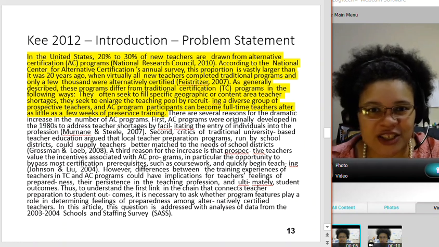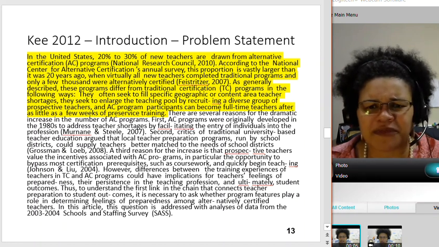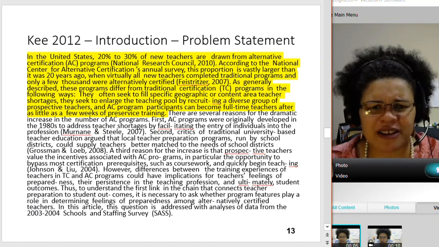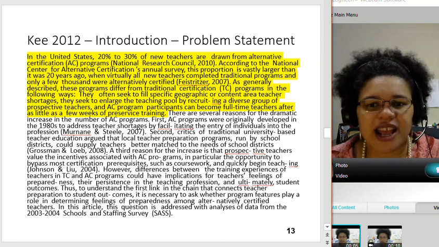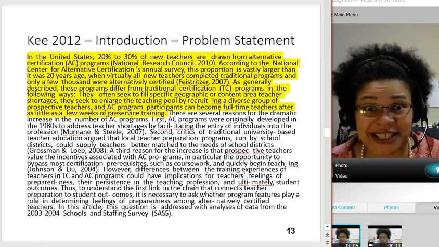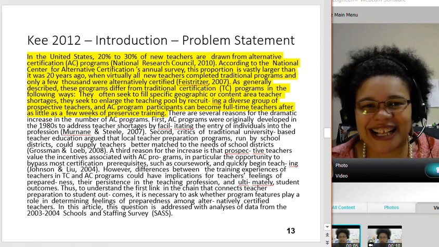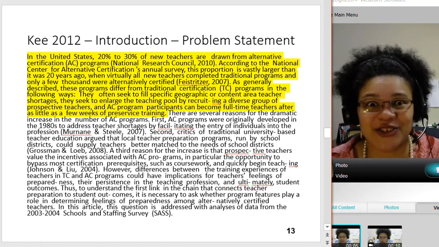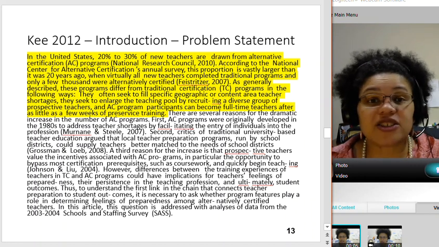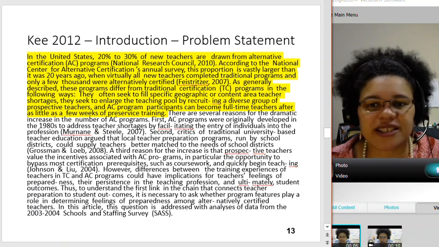Okay, so this is a significant group of new teachers, right? And you get the sense, okay, this paper is going to be about alternative certification programs. And then I say, this proportion is vastly larger than it was 20 years ago. Okay, vastly larger. I'm trying to elicit kind of a response. Oh, it's growing.